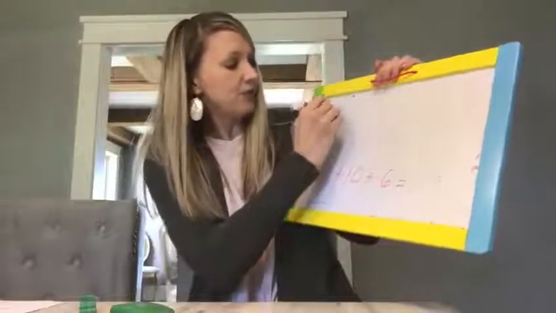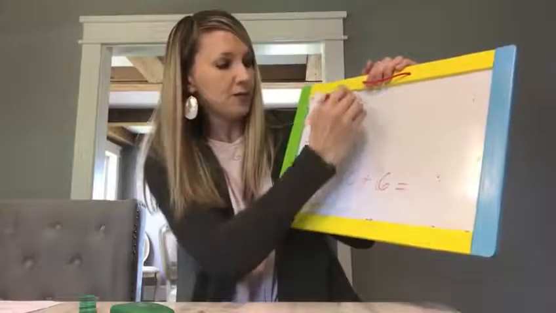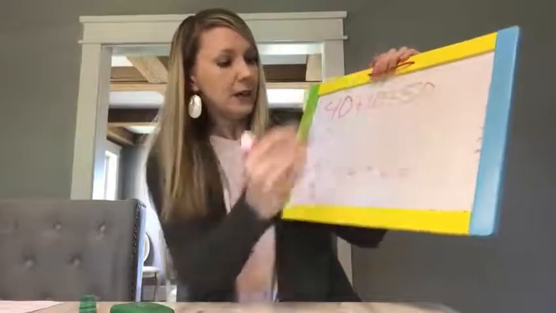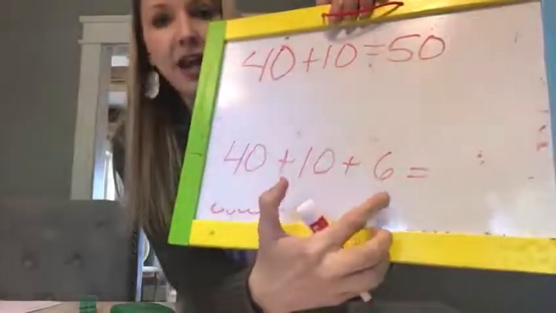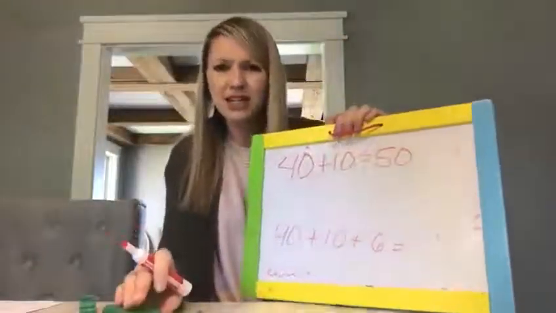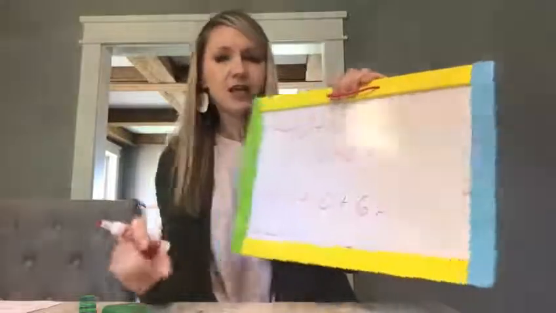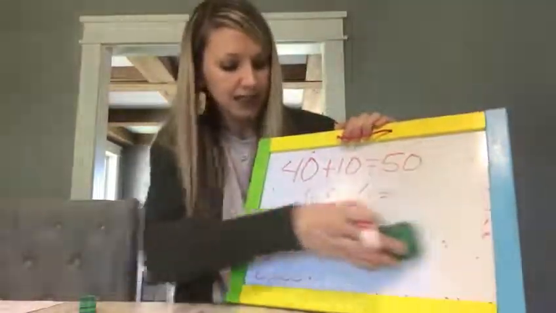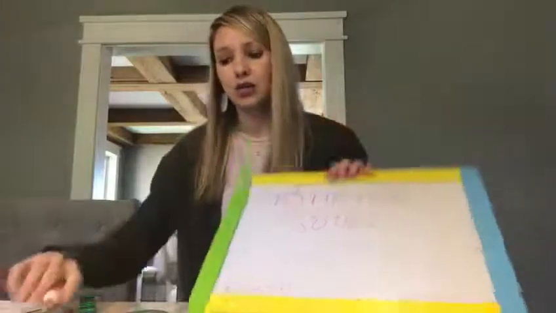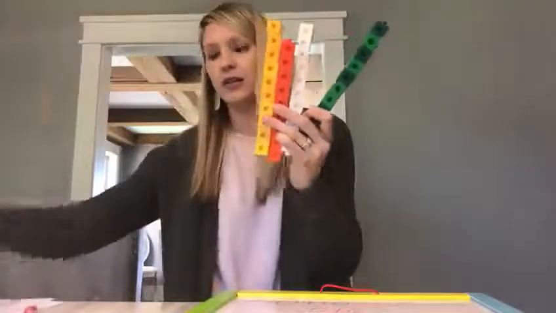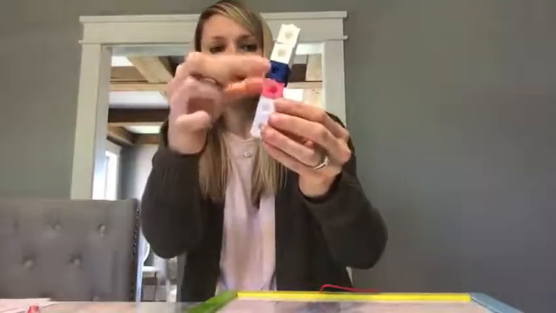So the first part of my problem, 40 plus 10, would be 50. But now I'm not done. I still have to add my 6 ones. Well, that would be pretty easy. I would have to do 50 plus 6. So what do you think 50 plus 6 would be? Well, I can do 10, 20, 30, 40, 50, and add 6 ones: 51, 52, 53, 54, 55, 56.